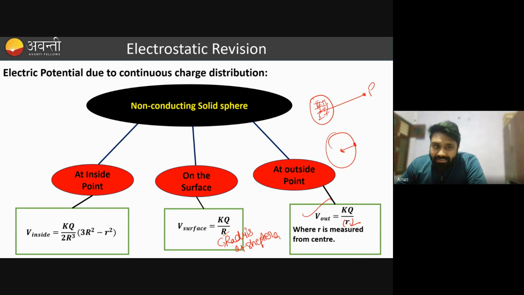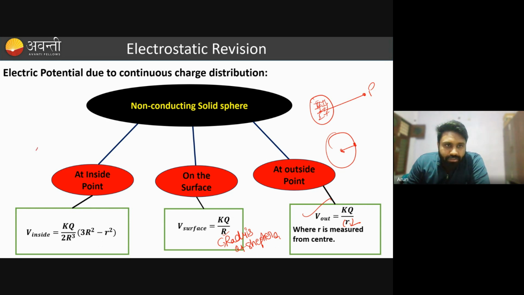For a point inside, V inside will be kq upon 2R cube into 3R square minus r square. So this is a heavy expression. Okay, you can learn it, no problem. I believe in you that you can learn this. Kq upon 2R cube, 3R square minus small r square.